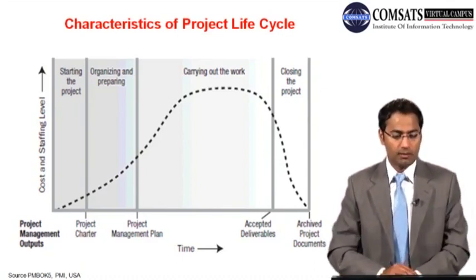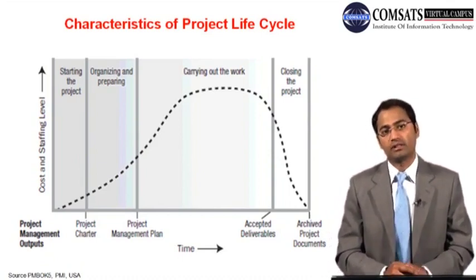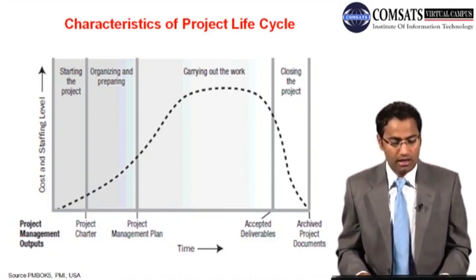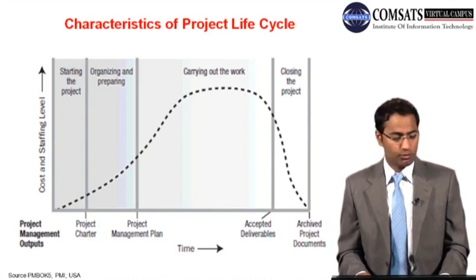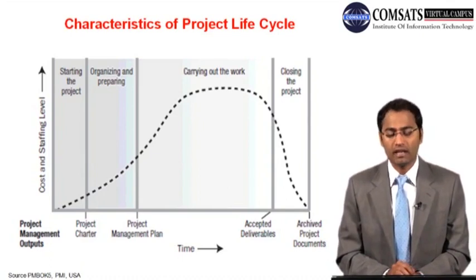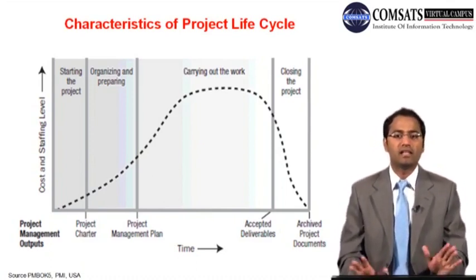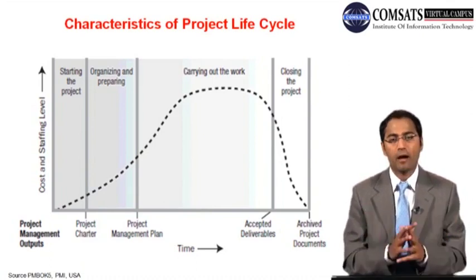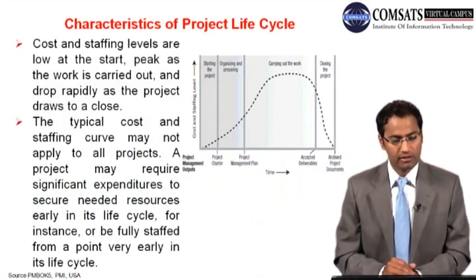So the cost is quite high as far as the execution stage is concerned, and this is shown over there, and it gets dipped when you come to the closing phase of your project. And then there is effort level. So effort level is quite high when you go for the execution. So these are a few characteristics of a project life cycle, and this diagram explains the stuff, and we have some explanation of the thing over there as well.